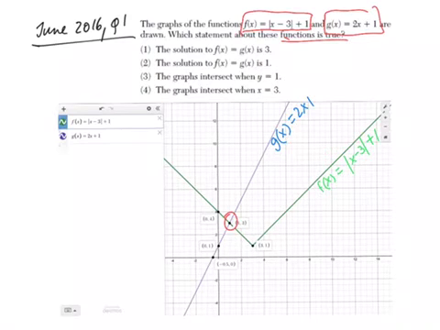So what's the x value over here? The x value is this. We are always looking for the x value. So the x value is 1. This is true. This one is not true. The graphs intersect when y is 1. The graphs intersect when y is 3. Right? So that's not true. And they don't intersect when x is 3. So answer choice 2.